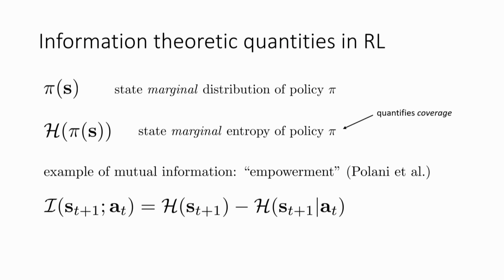So the mutual information between s_{t+1} and a_t is large if your agent visits a very wide range of states, that's captured by this first term, and the action that it takes very, very strongly predicts the next state that it will visit.